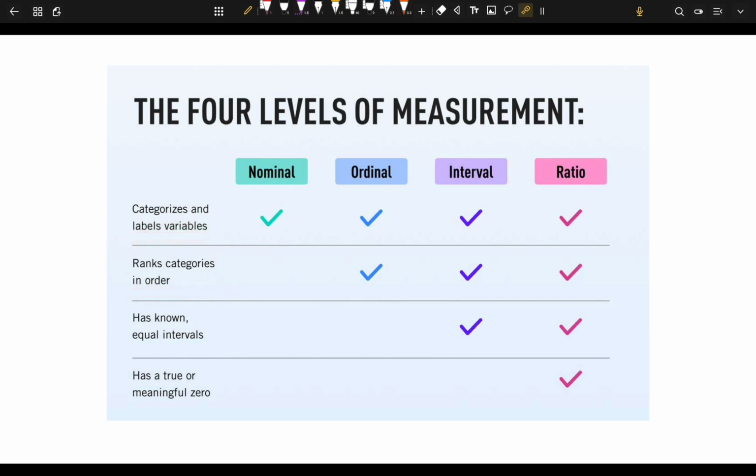Pagdating naman sa interval, kasama yung mga characteristics ng nominal and ordinal, nadagdagan lang ng known equal intervals. Ibig sabihin, may certain range na tayo pag interval, and lagi nating tatandaan, lack of true zero. Ibig sabihin, meron tayong negative values. Okay? Pagdating naman sa ratio, lahat ng characteristics ng interval ay nasa ratio. Pero dito, meron tayong tinatawag na true zero or meaningful zero.